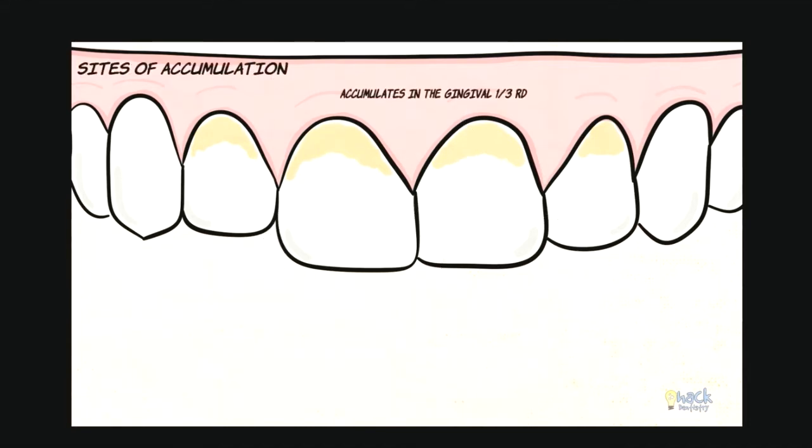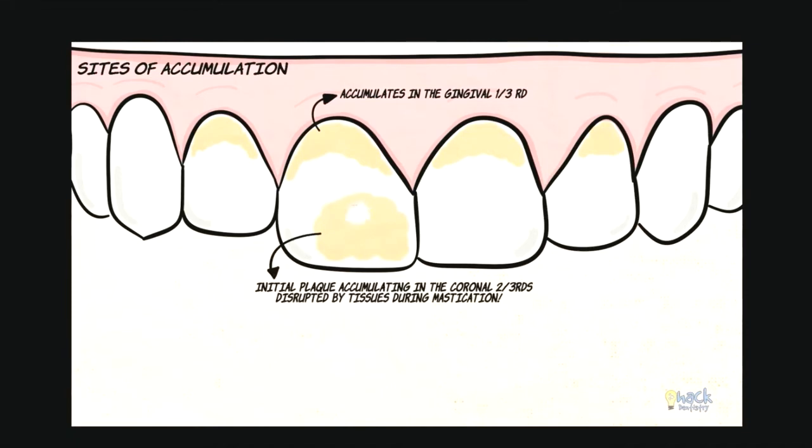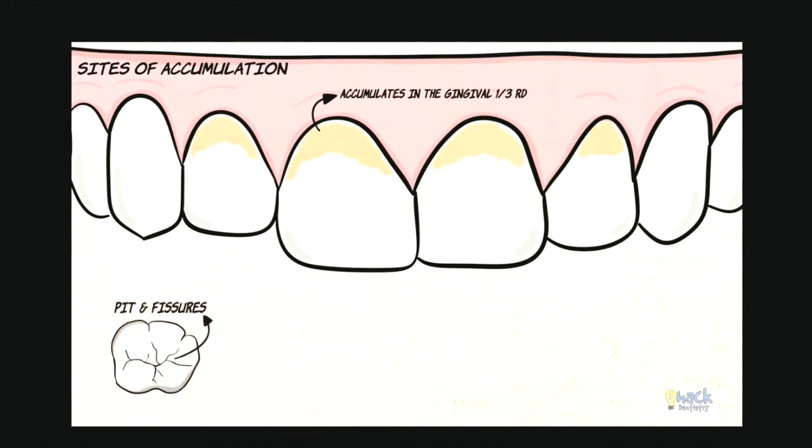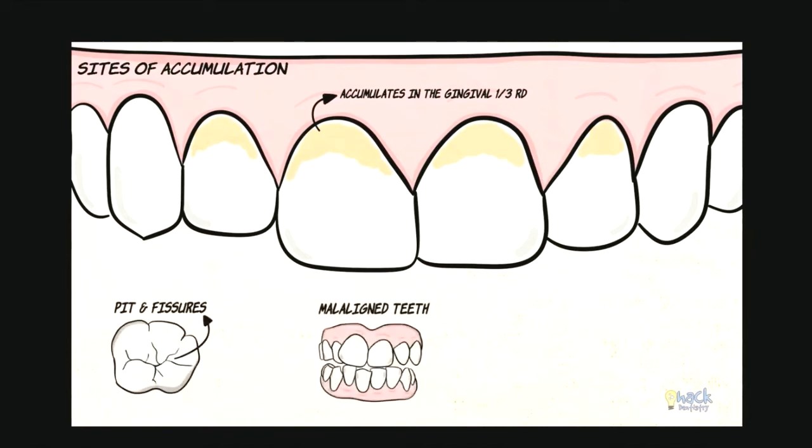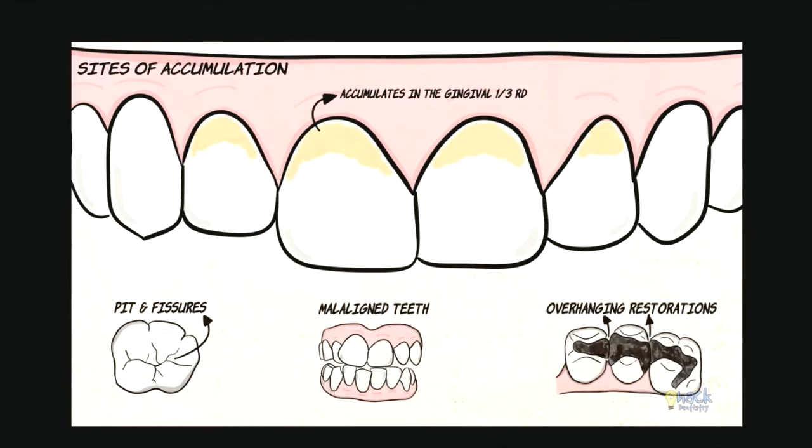So dental plaque usually accumulates in the gingival thirds of the tooth surface. Now this is because formation of initial plaque in the coronal tooth thirds can be disrupted by movement of mucosal tissues over the teeth during mastication. Pits and fissures in teeth, areas around malaligned teeth, and overhanging restorations may also favor its accumulation.